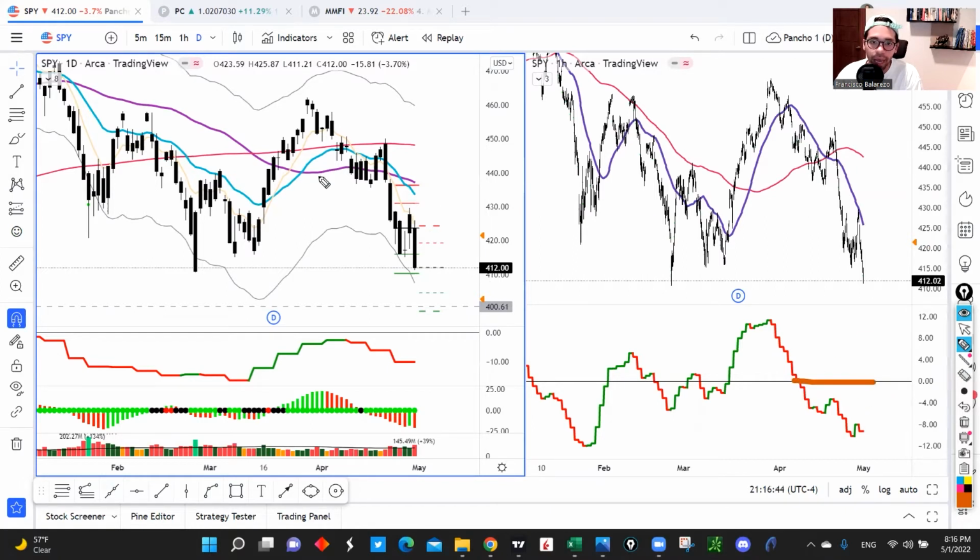any move above the 50 hourly, which is the purple line right here, is very unlikely to sustain. And it happens the same on the daily. Any move above that 50 daily moving average is unlikely to sustain, as you can see right here, because the MOXIE was below zero. So right here, when we tested that 200 daily, what happened here? Price went above that hourly 50, but the MOXIE indicator was below zero. And you can see that the SPY got rejected, and we are basically trading near these lows.